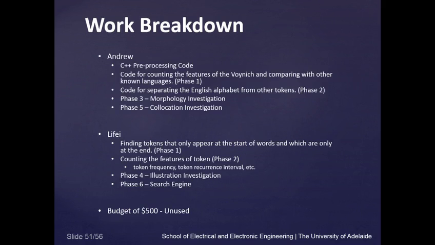Just further detailing the work breakdown, I worked on the C++ pre-processing code, the code for counting the features of the Voynich and comparing with other known languages in phase 1, the code for separating English language and other tokens in phase 2, and both the morphology and collocation investigations. Lifei worked on finding the tokens that only appear at the start of words and which only appear at the end, counting the features of tokens including token frequency, token recurrence, and both the illustration investigation and a search engine which is available on our wiki.